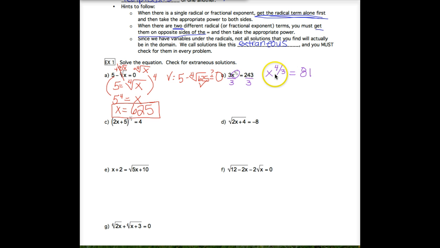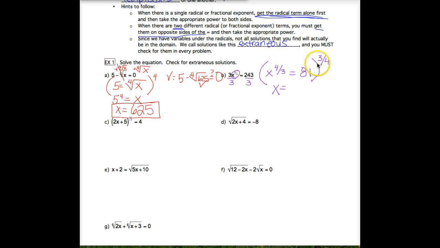Now that my fractional exponent is alone, I now take the appropriate power. Remember, the powers should be reciprocals of one another. So this is 4/3. The reciprocal of 4/3 is 3/4. So I'm going to take both sides, everything in here, to the 3/4 power. Again, the whole purpose of that over here, if you multiply those exponents, you get x to the first. So just x, so x is alone.